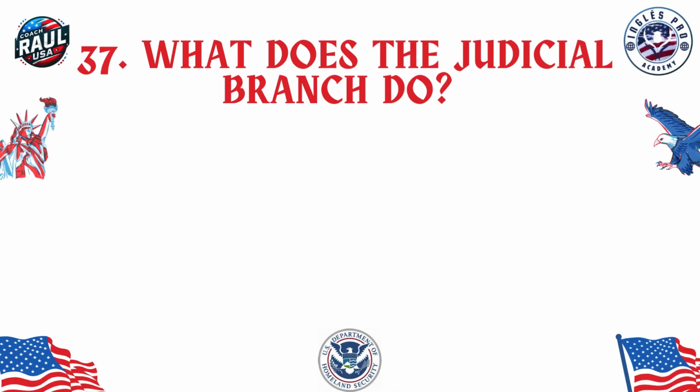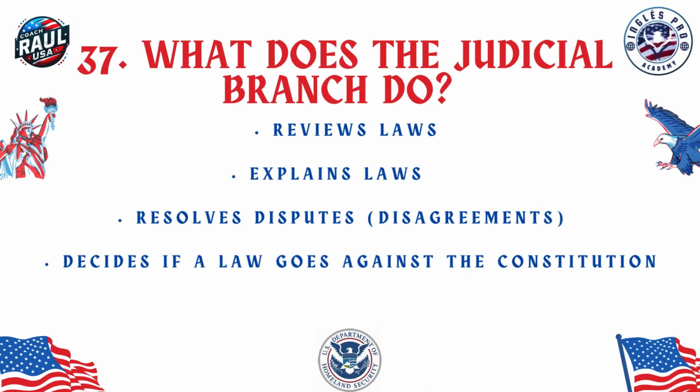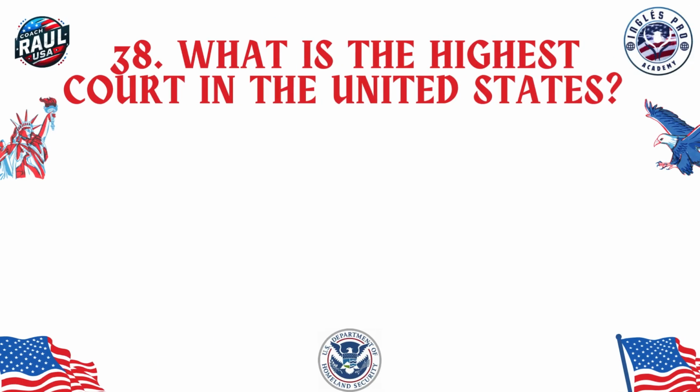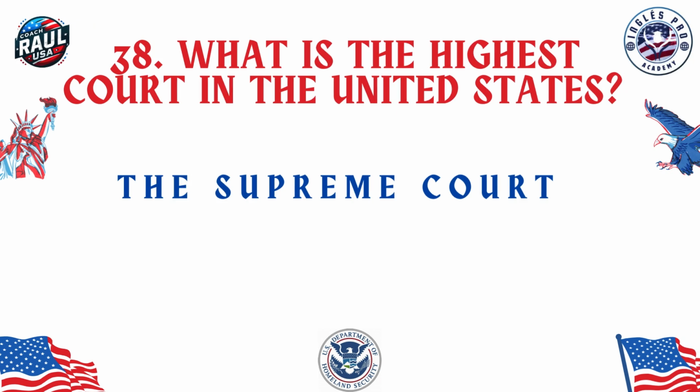What does the judicial branch do? Reviews laws. Explains laws. Resolves disputes, disagreements. Decides if a law goes against the Constitution. What is the highest court in the United States? The Supreme Court.